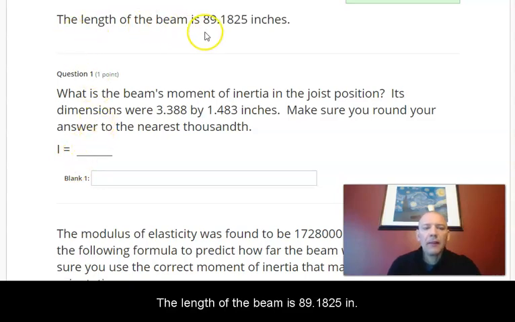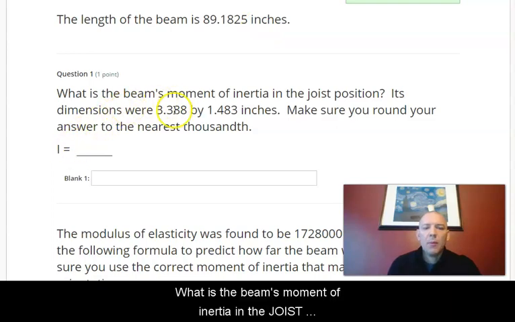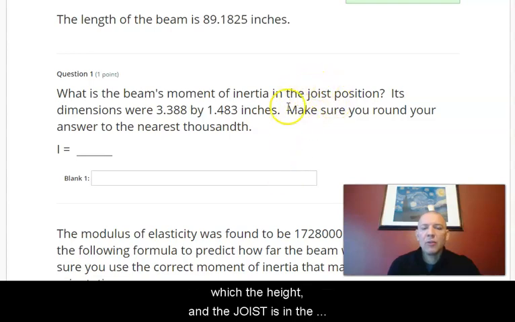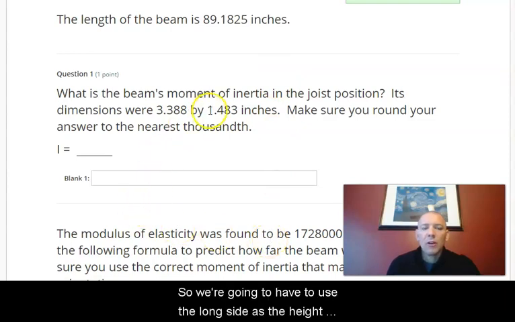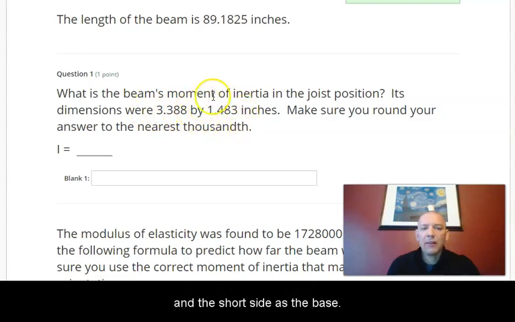The length of the beam is 89.1825 inches. What is the beam's moment of inertia in the joist position? This is important. The joist tells you which side is going to be the base and which is the height. And the joist is in the vertical position, or the tall position, up and down. So we're going to have to use the long side as the height and the short side as the base.